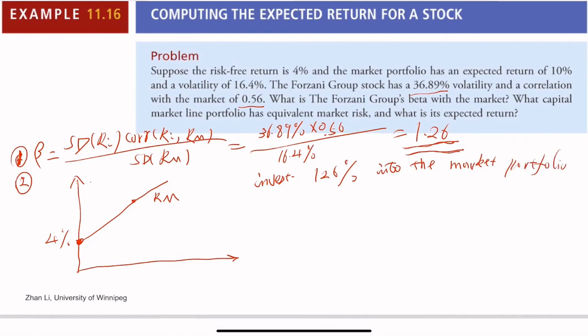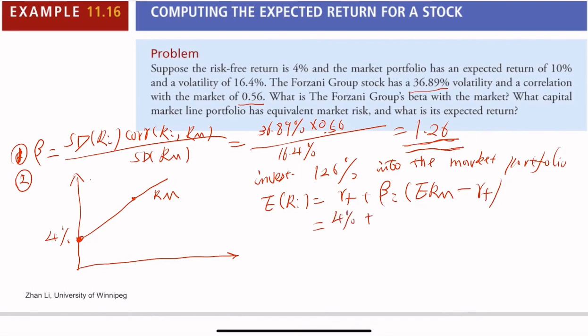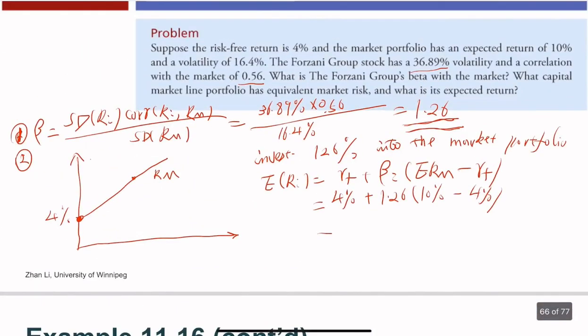What is its expected return? Well, this is basically given by CAPM, right? So the expected return equals the risk-free rate plus beta times the market expected return minus the risk-free rate. 4% plus 1.26 times 10% minus 4%, which is 11.56%.